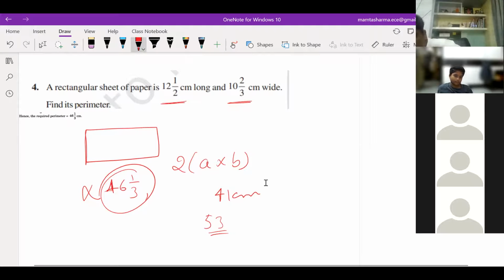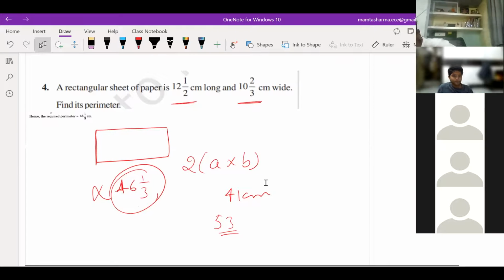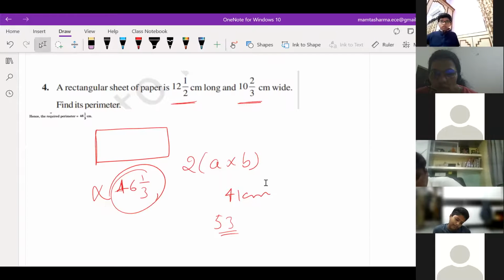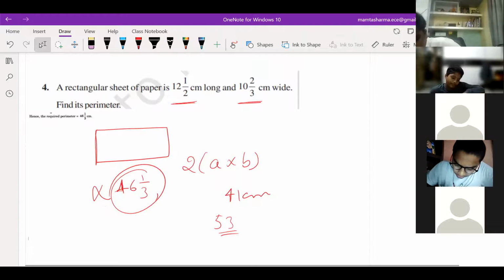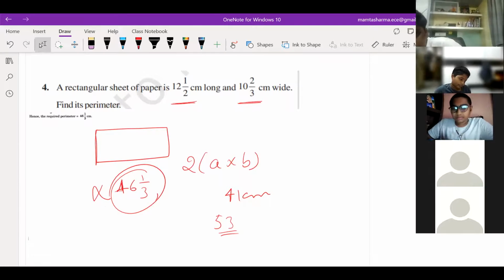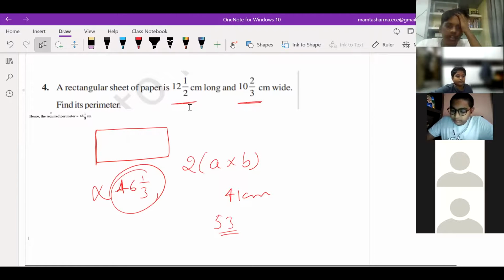Chaitanya, not interested? Ma'am, 1 minute. Jayananda Vardhan, ma'am, I didn't understand actually. You are doing some other work? No, ma'am, I'm trying that only. Put the value of A and B. Ma'am, I got 53. Ma'am, it's 46 1 by 3 only. I've checked.